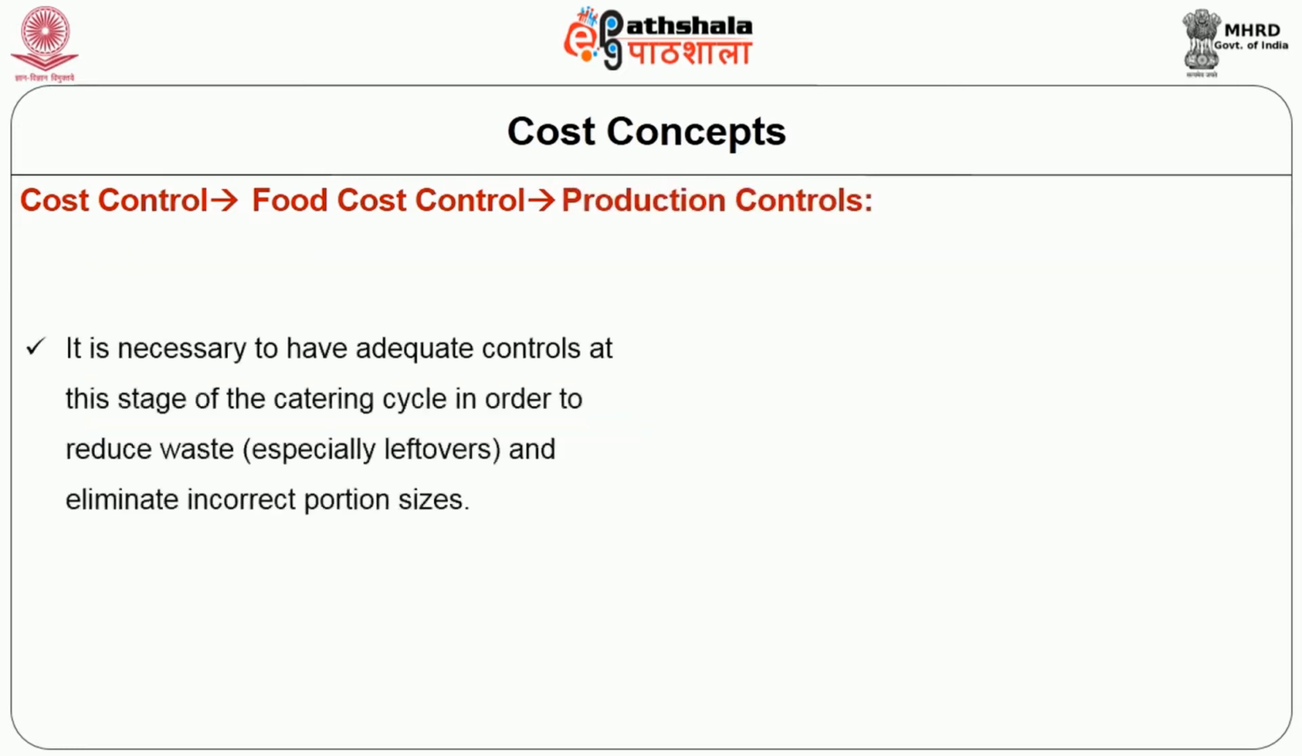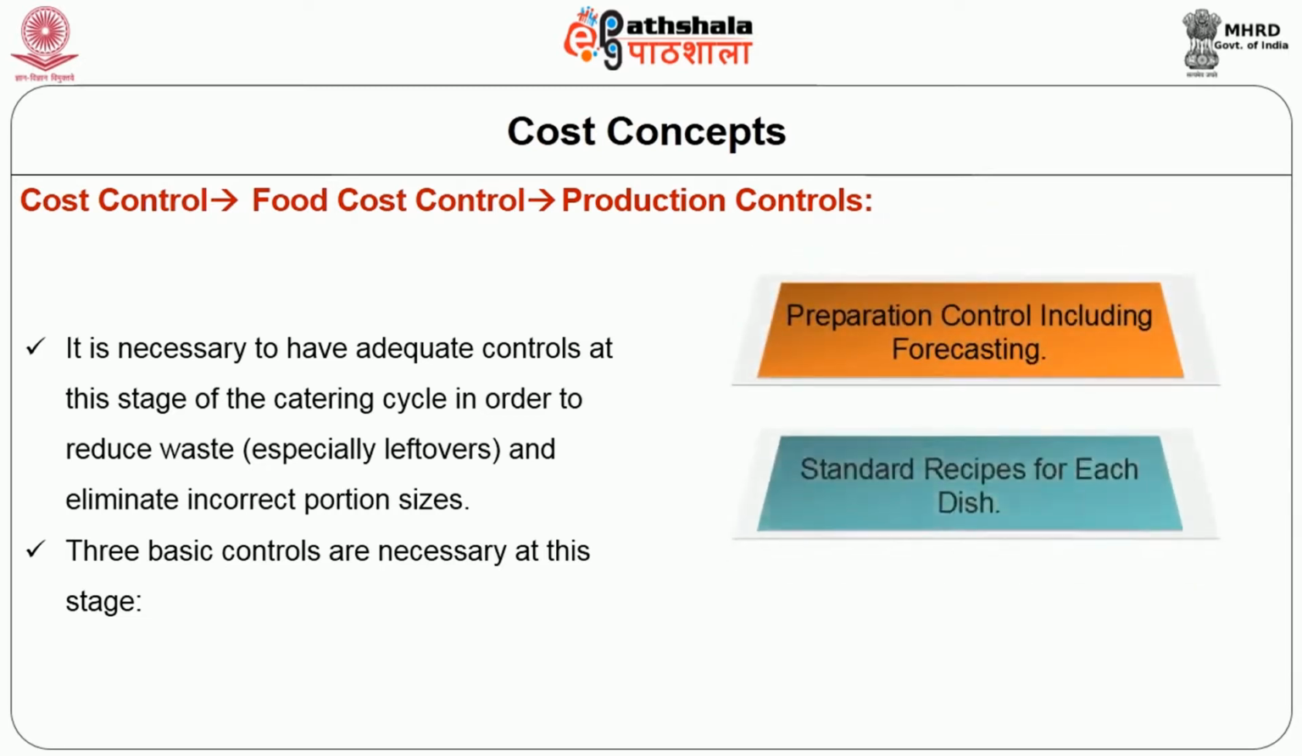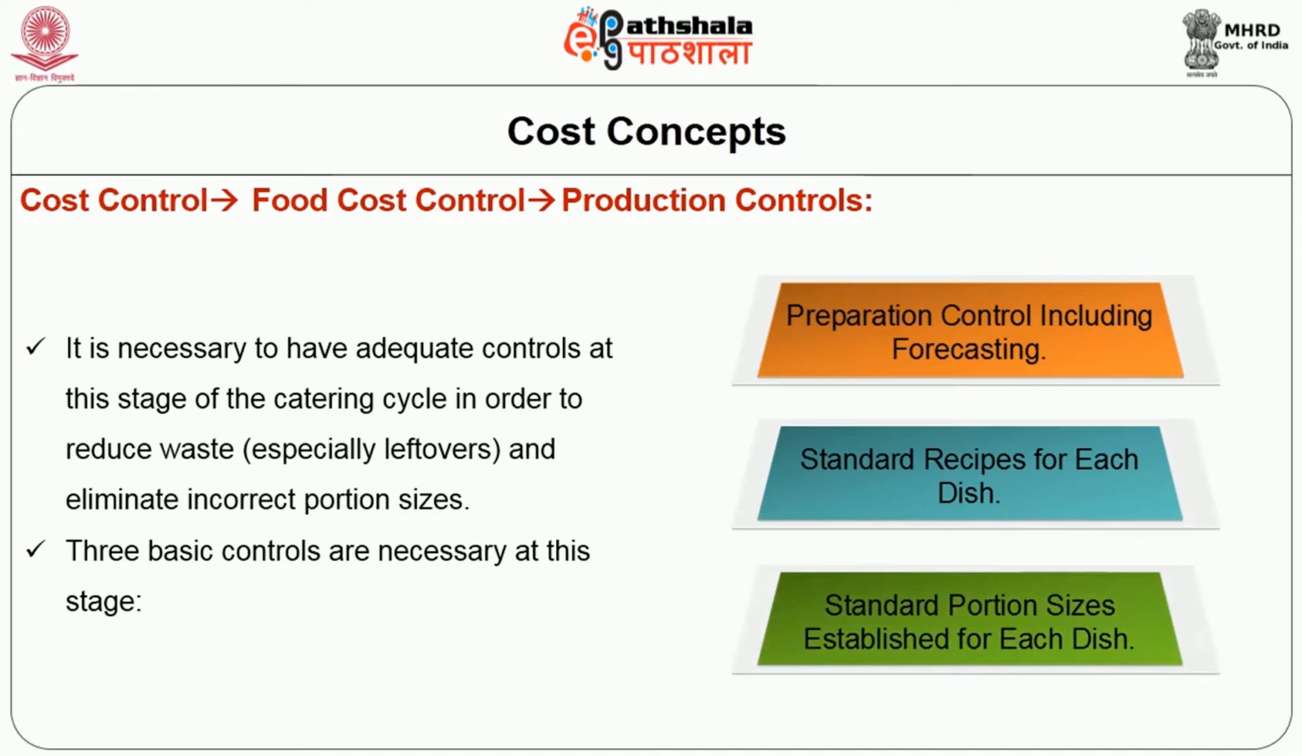Production controls. It is necessary to have adequate controls at this stage of the catering cycle in order to reduce waste, especially leftovers, and eliminate incorrect portion sizes. Three basic controls are necessary at this stage. Preparation control, including forecasting, standard recipes for each dish and standard portion sizes established for each dish.